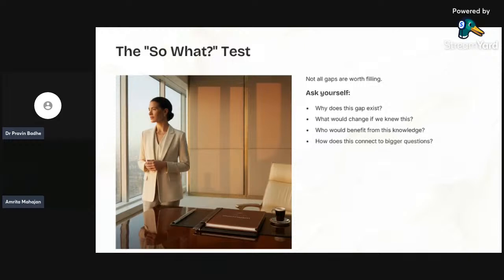The next is the so-what test. As we know, not all gaps are worth filling. You have to ask yourself, why does this gap actually exist? Is it really worthy of being a research gap? What would change if we knew this? What might be the changes if you already knew about that thing? Who would benefit from this particular knowledge?